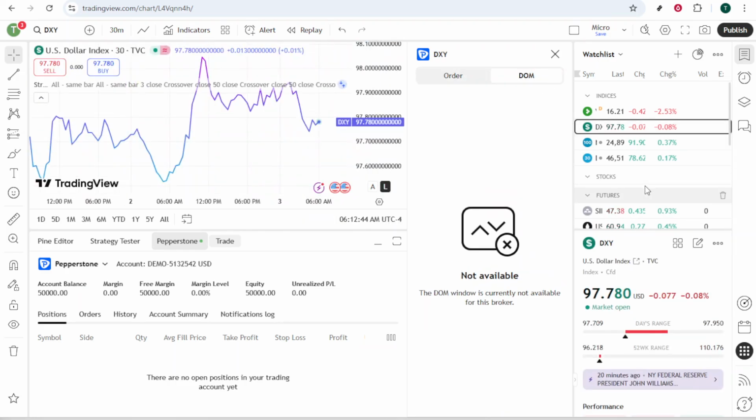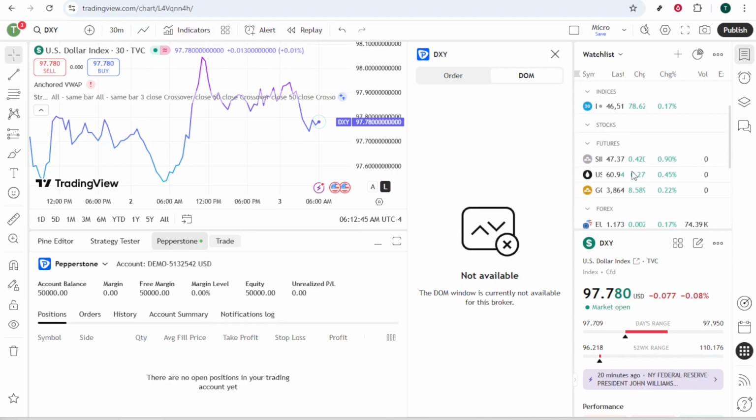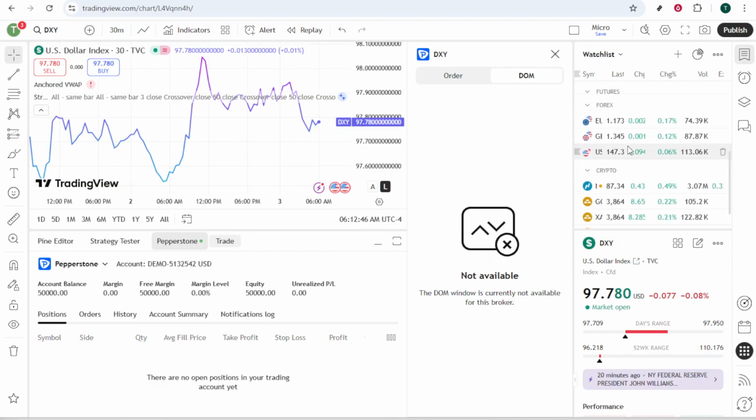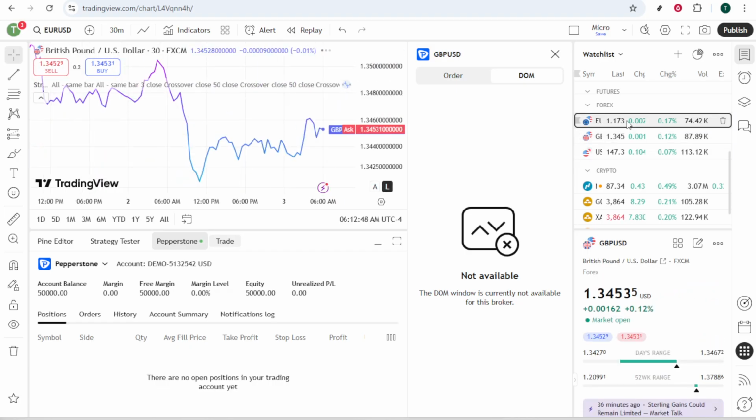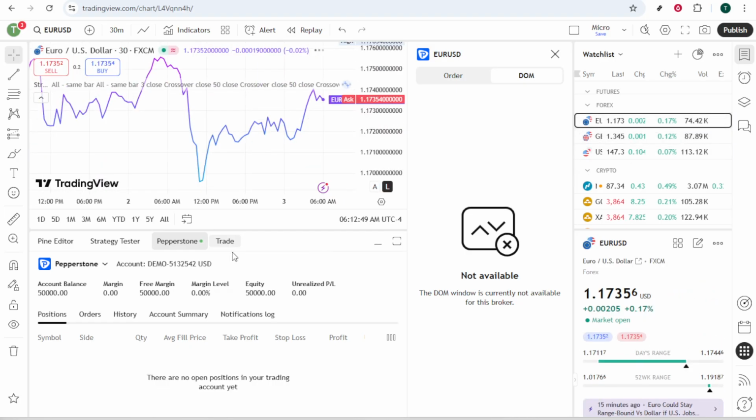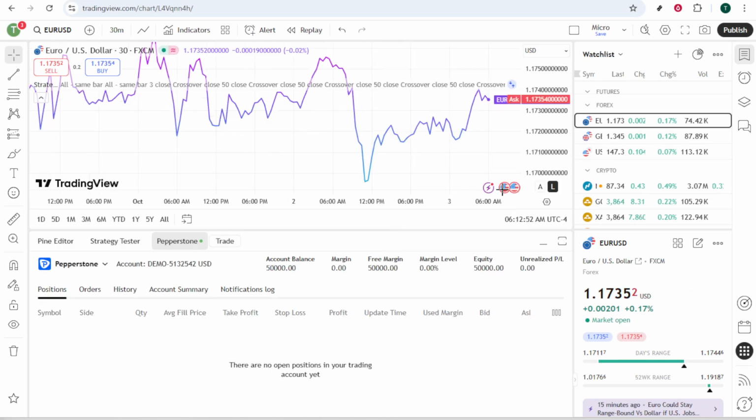Understanding these types of orders and how they function is key to executing successful trades, and there you have it. By following these steps, you can connect your Pepperstone account to TradingView and start trading with confidence. Whether you're a beginner or an experienced trader, being comfortable with these tools and options is crucial for making informed trading decisions.